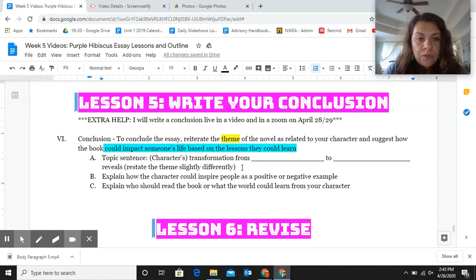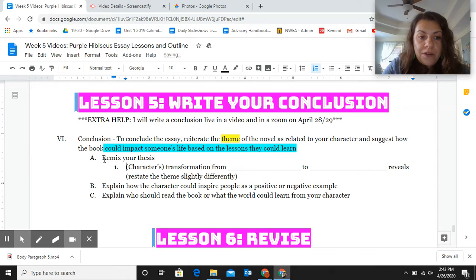So, your first sentence of your conclusion, I like to call this the remixed thesis. I like to consider this a remix of your thesis. Now, what do I mean by that? You basically are going to say the same thing you said in your thesis, but your essay is not long enough for people to forget if you have the exact same sentence in there twice. You can't say the exact same thing. You can say the same thing slightly differently, like you're paraphrasing yourself. So I gave you a little template, and then I'm going to take my thesis and play with it. Character's transformation from blank to blank reveals blank, which is pretty much your thesis.